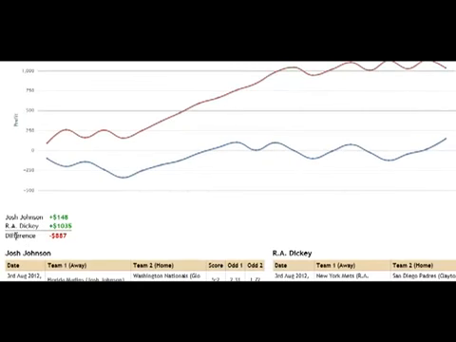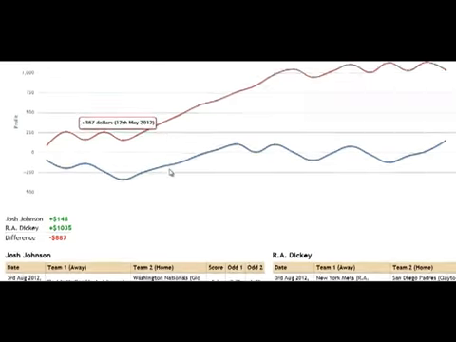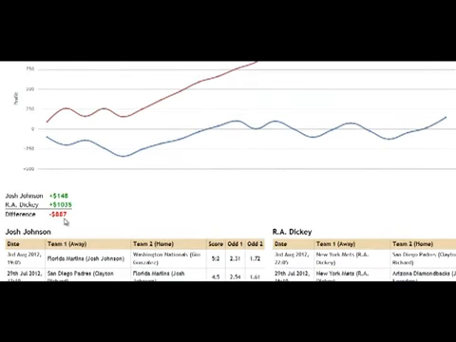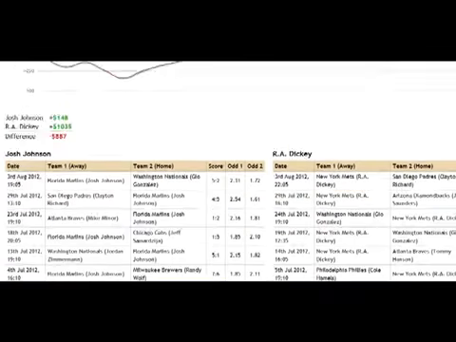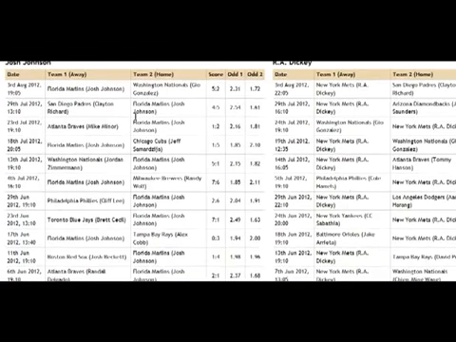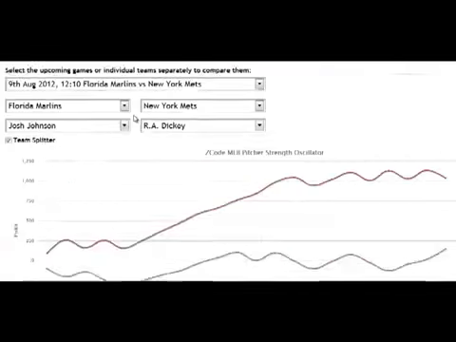Now let's scroll down, and here on the left you can see Josh Johnson is only around break even. He made only $100 after so many games. And R.A. Dickey made over $1,000. However, he hasn't been very sharp lately. The difference is very big, and this tells us that probably R.A. Dickey should win this game and Josh Johnson should lose. And below, you can also see the previous games with these pitchers. So this is very helpful.